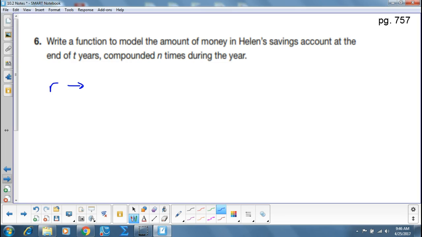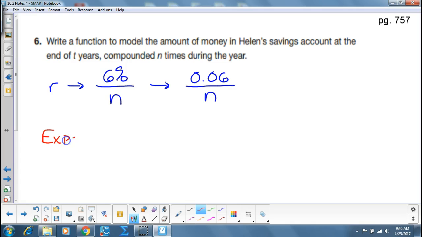Which was 6%. I'm going to divide it by n. So my interest rate then is going to be 0.06 divided by n. What's going to happen to my exponent, the t value? You're going to multiply that by n. So my exponent then is going to be n times t, where t is still years, right?